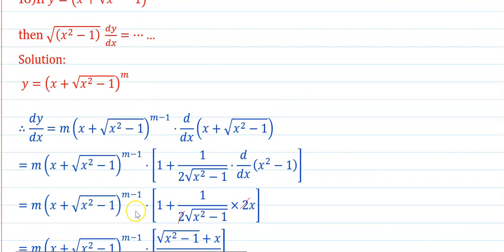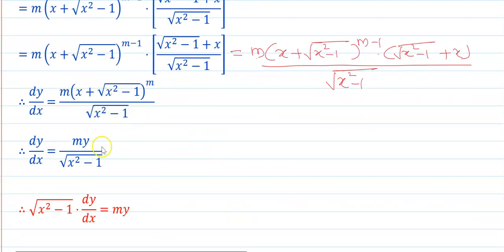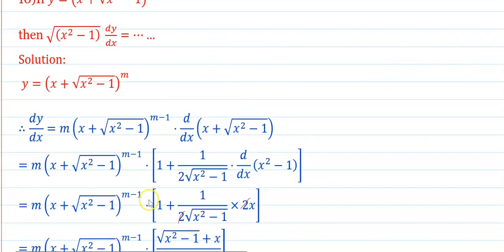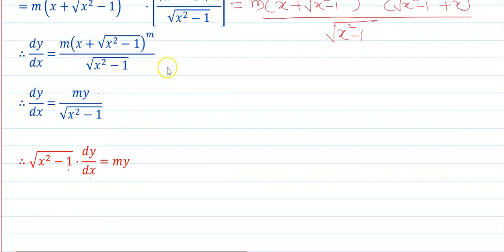But what is the value of y? What is y? (x plus root of x square minus 1) raised to m, and this is the y. Therefore, dy by dx is equal to my upon root of x square minus 1. This divided goes to the other side, so it will be multiplied. Therefore, root of x square minus 1 into dy by dx is equal to my. What value did we have to find out? Root of x square minus 1 into dy by dx is equal to my. This is the answer.